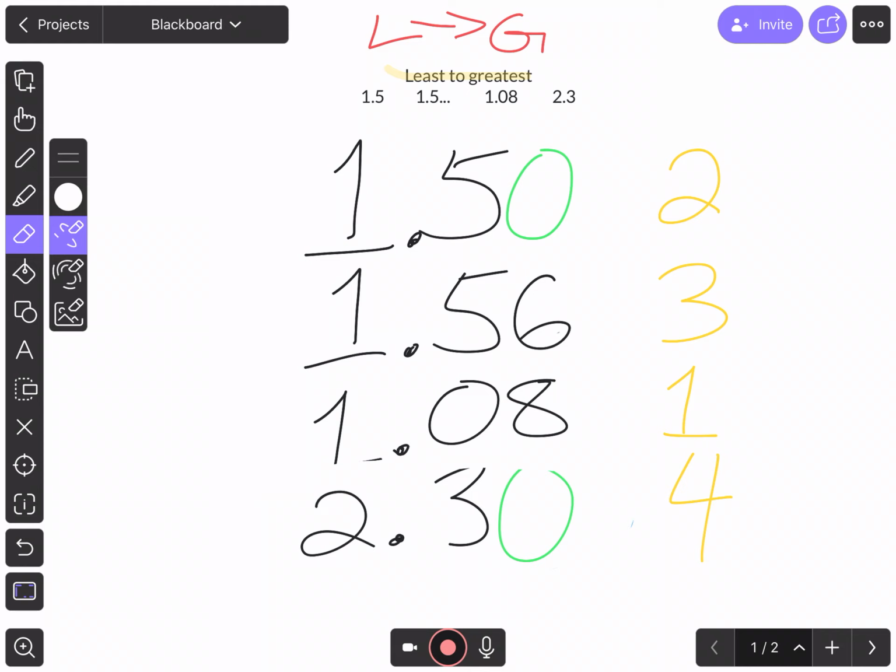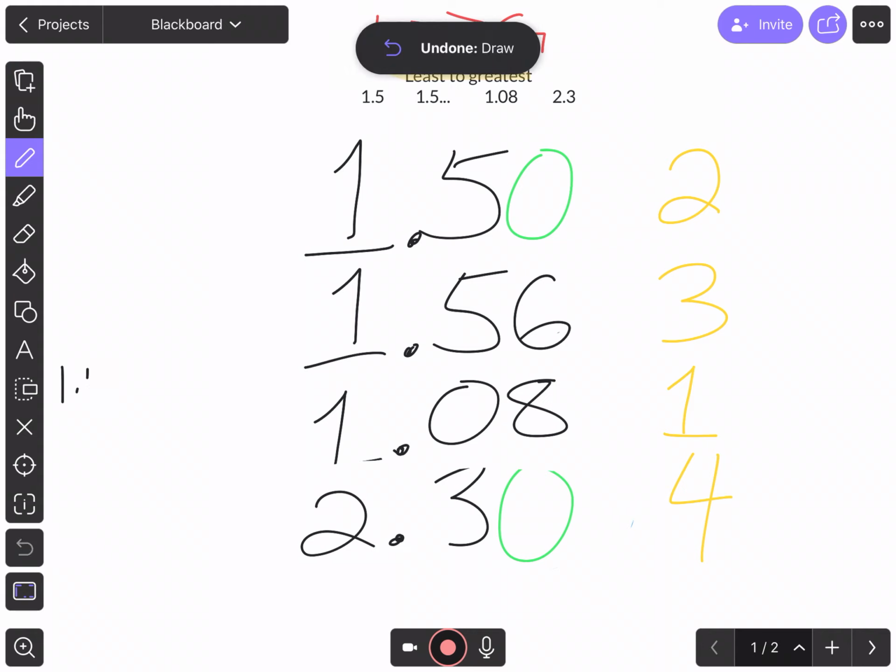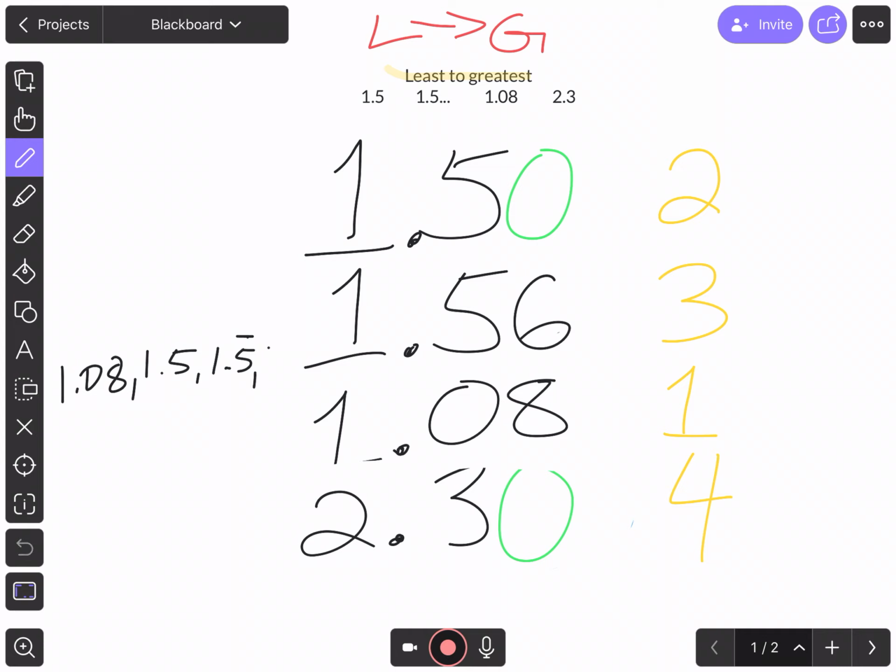Okay, so there are our numbers in order from least to greatest. Then I'm just going to rewrite them again. I'm going to try to write them a little small. I'm sorry, 1.08 is my first number. Then we have 1.5. Then 1.5 repeating. And then 2.3. This is my set of numbers ordered from least to greatest. Okay? Hopefully that helps.